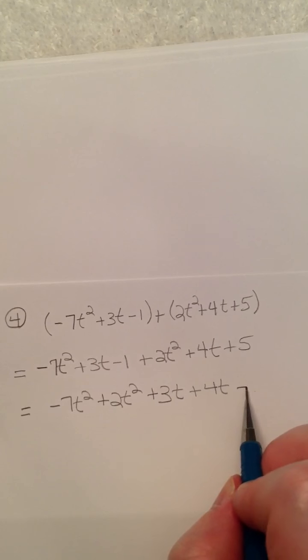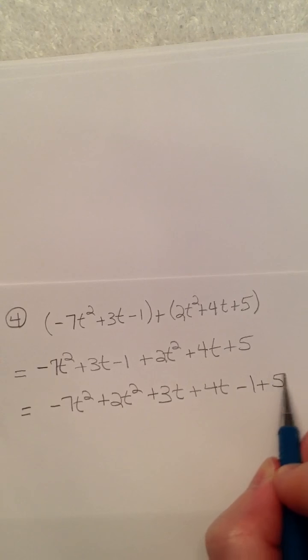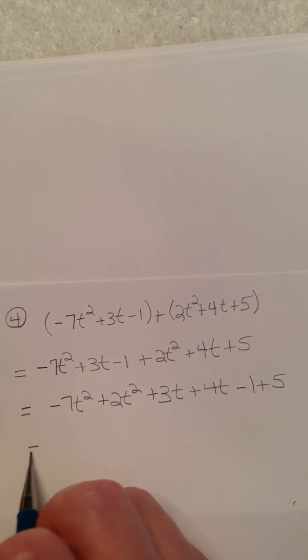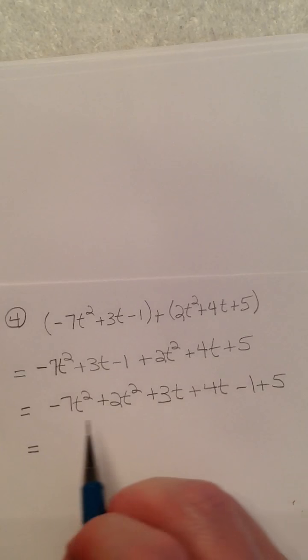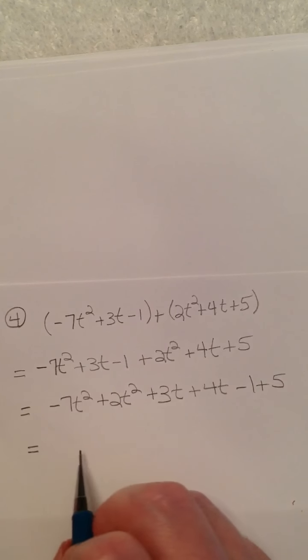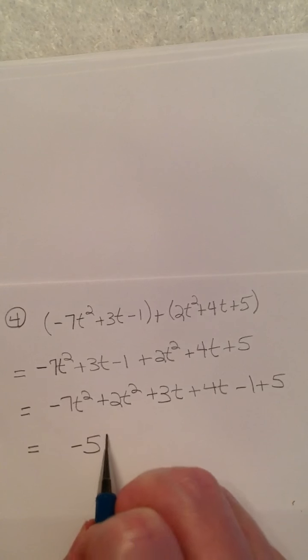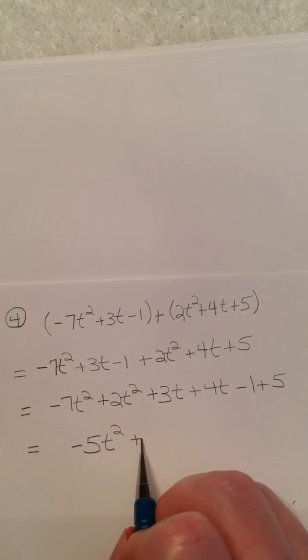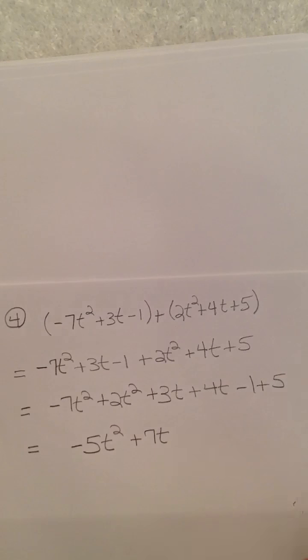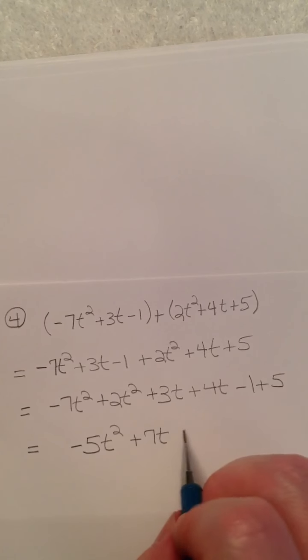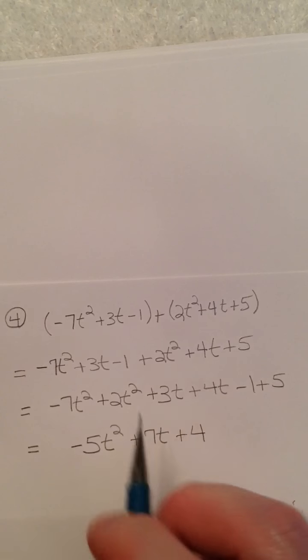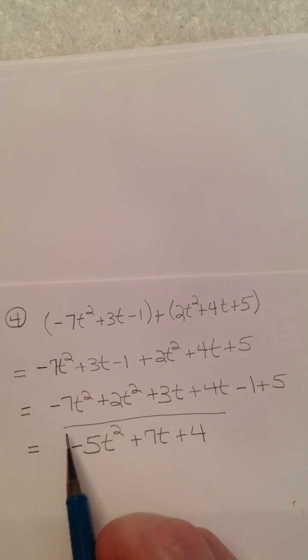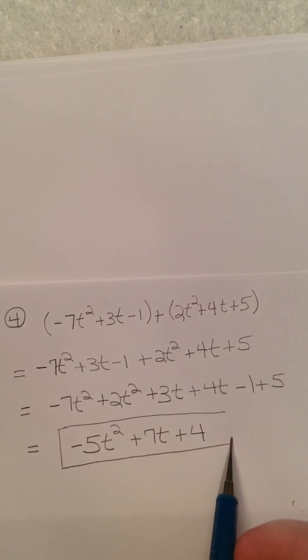Okay, we have minus 1 plus 5. So for what we have in the set, negative 7t squared plus 2t squared becomes negative 5t squared. 3t plus 4t will end up at 7t. Negative 1 plus 5 we have at positive 4. And thus the solution is negative 5t squared plus 7t plus 4.